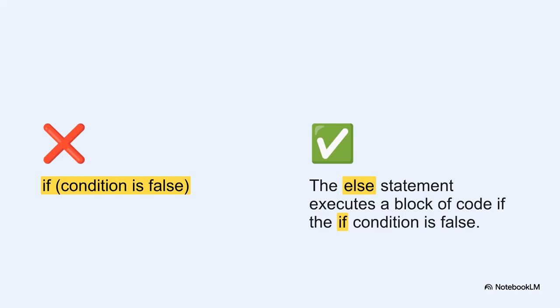And that is precisely where the else statement comes in. It's the perfect partner to if. It creates that classic if this, then that, otherwise, do this other thing scenario. It's the plan B. This way, your program is never left guessing. It always has a clear path to follow.